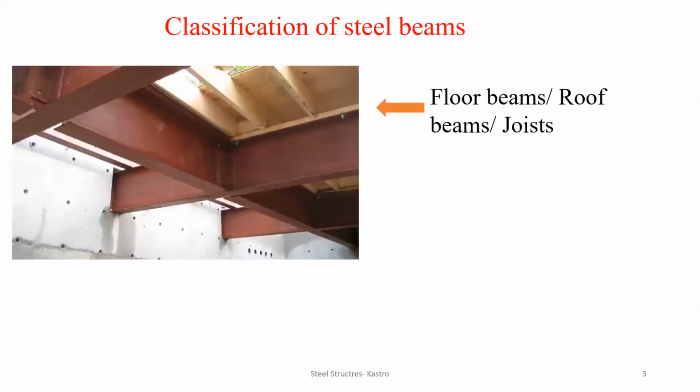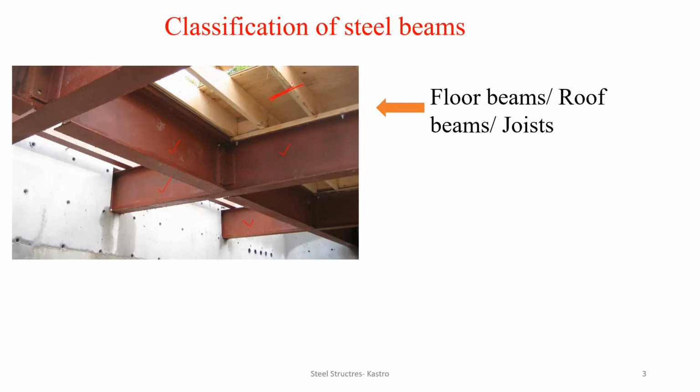So the first one is a floor beam or a roof beam, which are also called joists. A floor beam is a beam which is resting on the floor, and a roof beam is a beam which is resting just below the slab, or sometimes inside the slab. If you observe the figure here, this is the roof of the building, and just beneath the roof you have the steel I beams. These are all beams, right? So these are called roof beams.